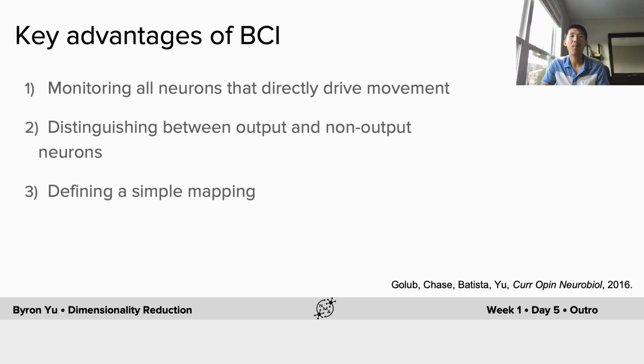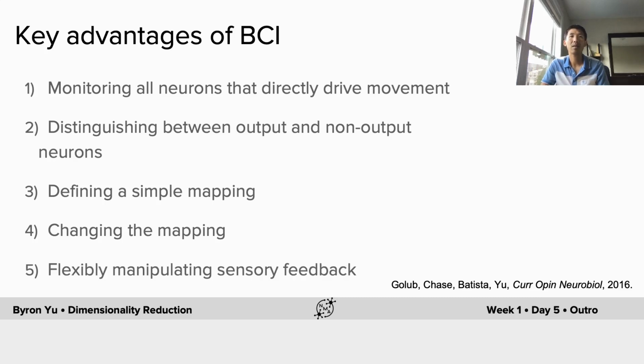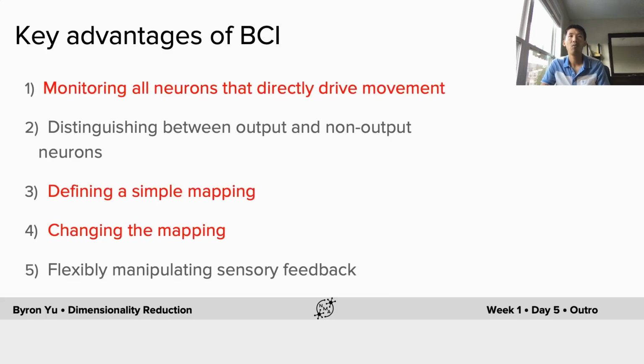Furthermore, we can define a simple mapping, like the linear equation that we talked about, and this facilitates various analyses of the data. Furthermore, we can change the BCI mapping during the experiment, and in doing so, we can study learning. And lastly, we can flexibly manipulate the proprioceptive feedback. In what we'll be talking about today, we'll be leveraging properties 1, 3, and 4 here.